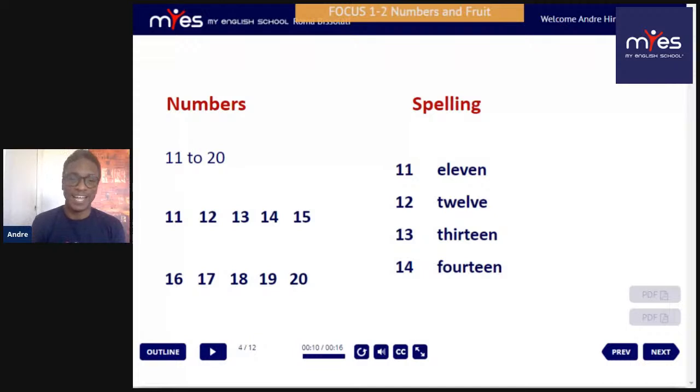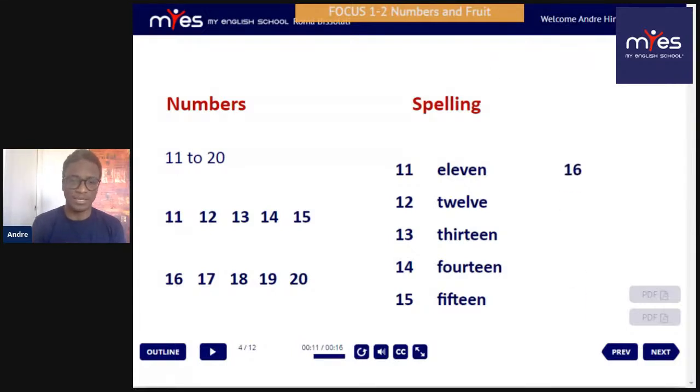14. After that, 15. So this one is spelled like this: F-I-F-T-E-E-N. 15. Sometimes it's difficult to pronounce the T in 15. Normally, it's silent. Sorry, not the T. The F sometimes is difficult. The second F is sometimes difficult. It's not silent, sorry. The second F is sometimes very difficult. 15.